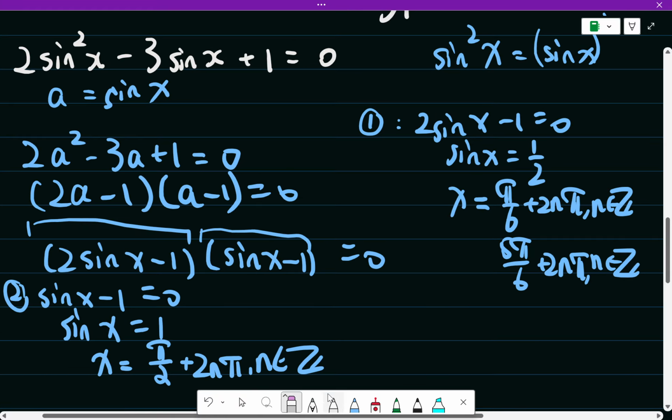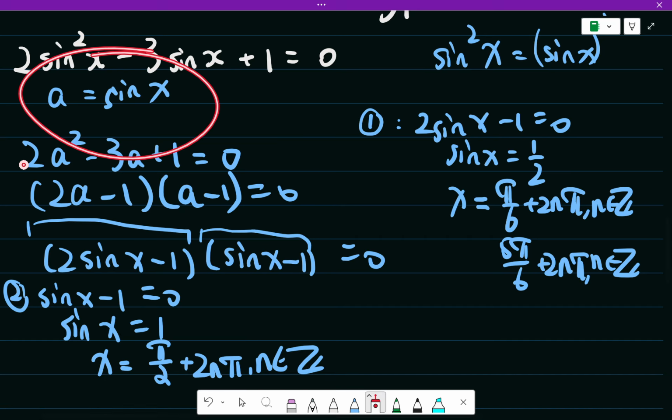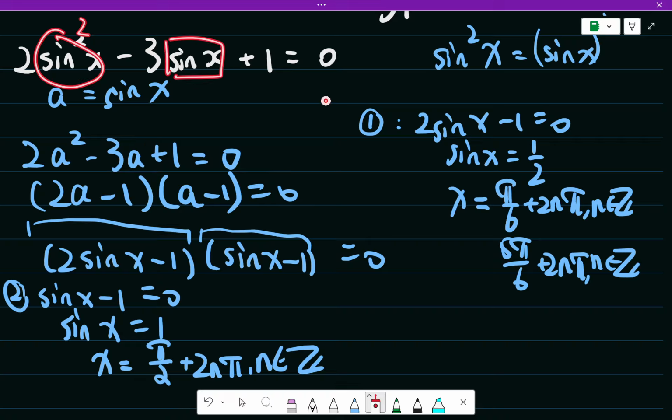So for this type of question, we are using a variable to represent a certain trig function, or we can simply view this trig function as a whole unit. So 2 big block squared minus 3 big block plus 1 is 0. So we can factor this using inspection or other methods, and we can figure out the solution.